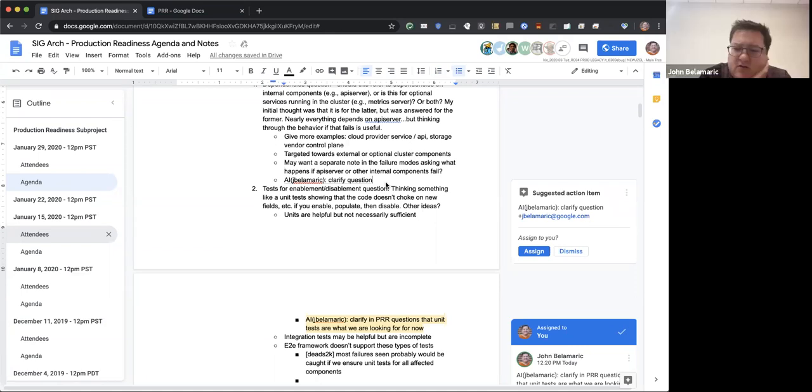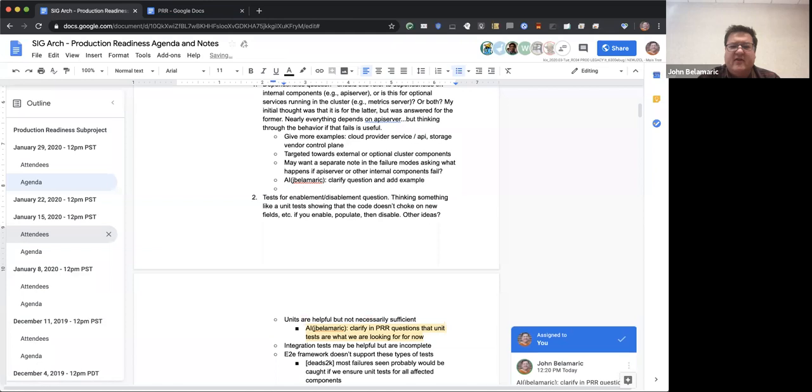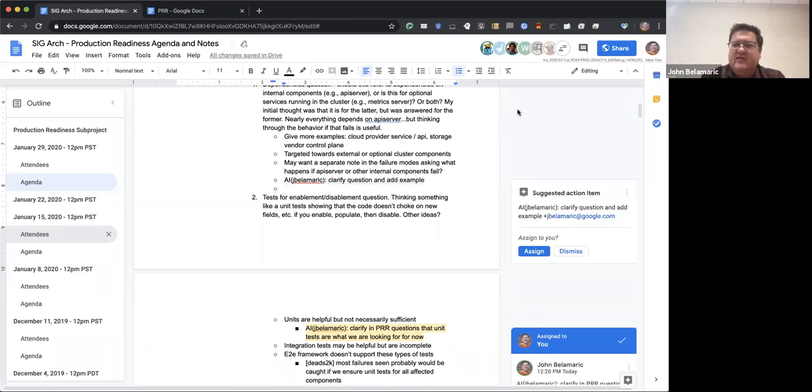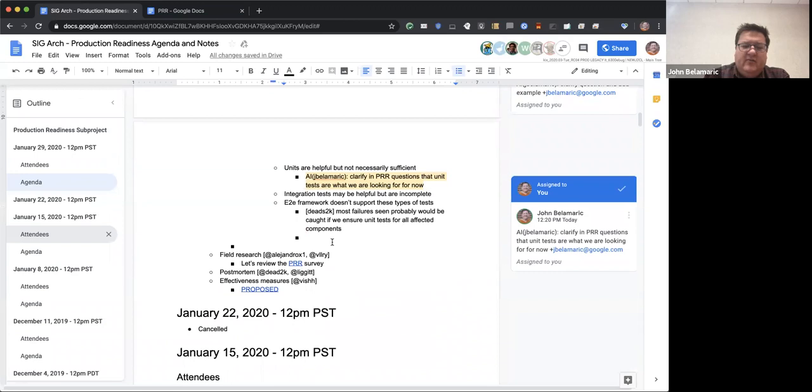Okay, good. Good question. Why doesn't Google Docs pick this up as an AI now for me? Maybe if I enter, I don't know. Or maybe it's hidden behind a Zoom thing. Yes, it is. Okay.